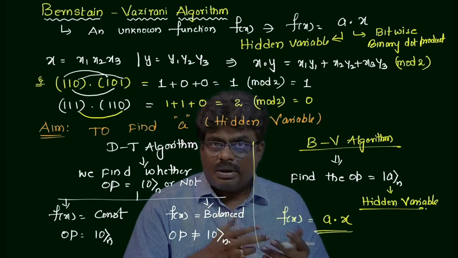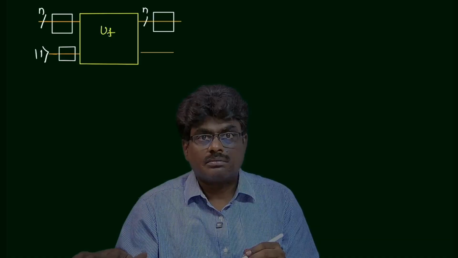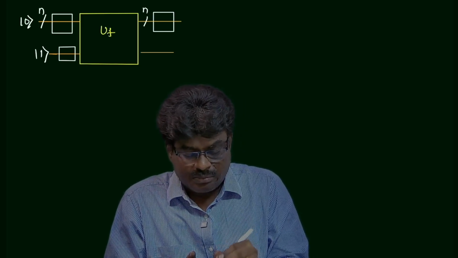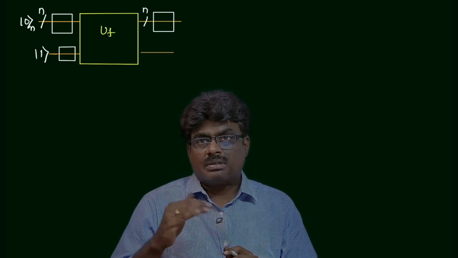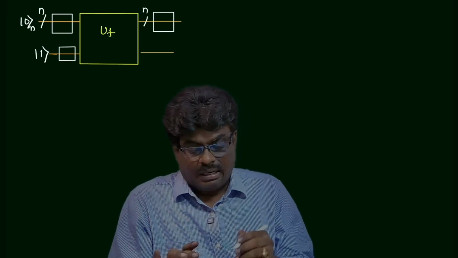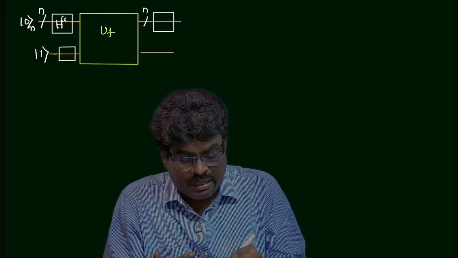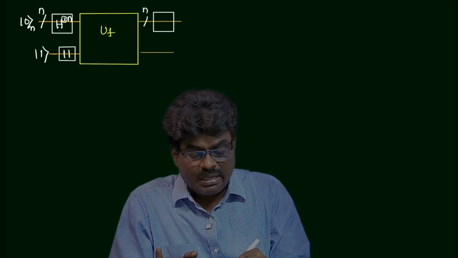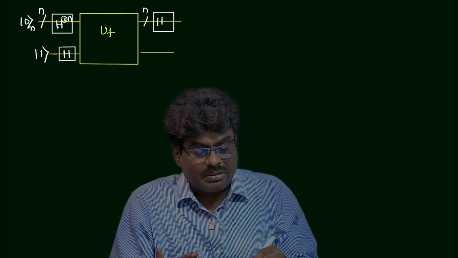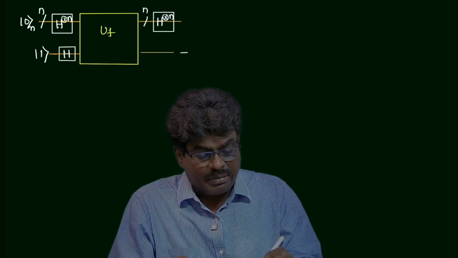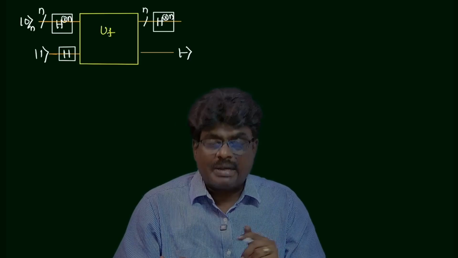Okay, so let me take the circuit. In this BV algorithm circuit, here we have this 0, so n number of qubits in zero states in parallel, and these are Hadamard operations, that is n number of Hadamard operations. And here we have one single Hadamard gate, and again here also we have n number of Hadamard operations, and here we'll get a minus because h1 will get a minus.